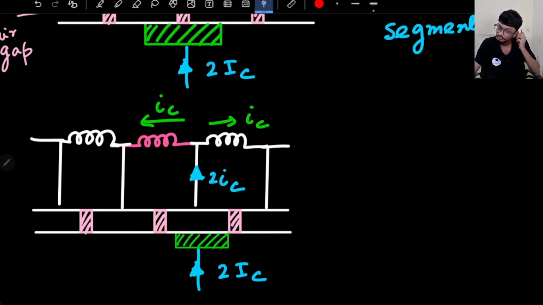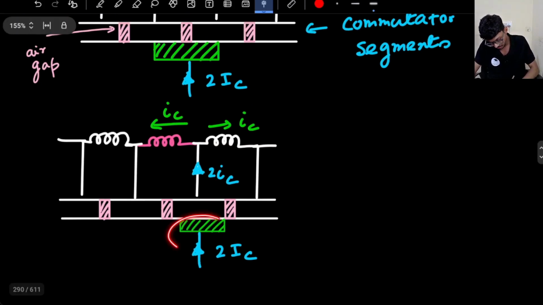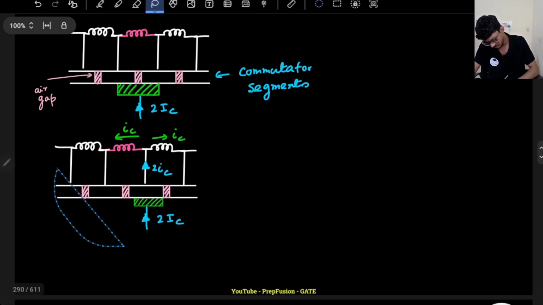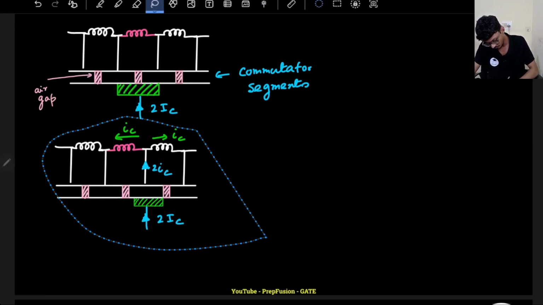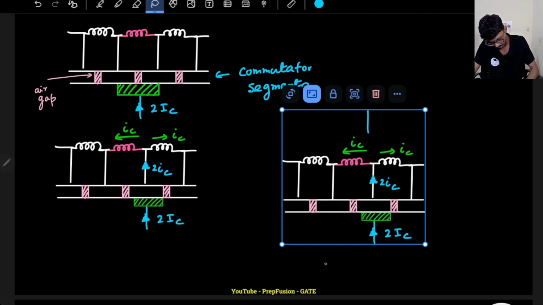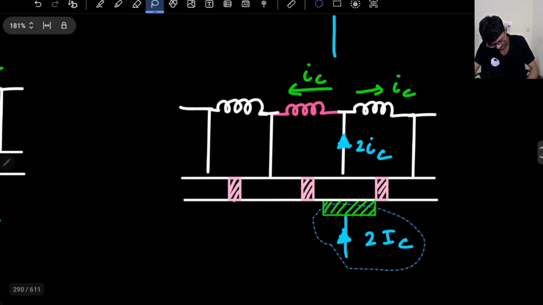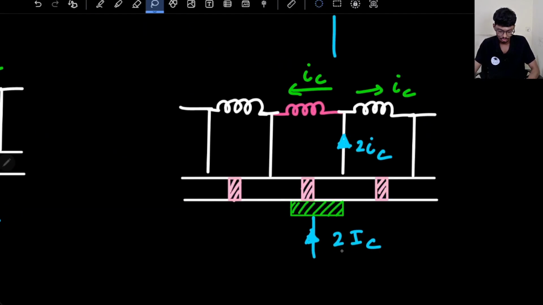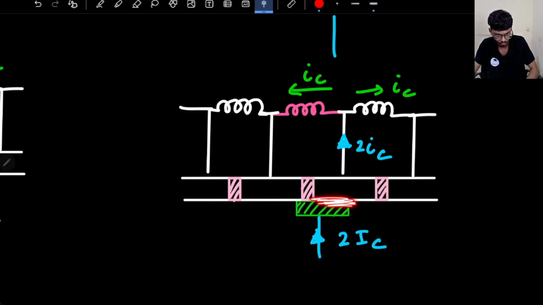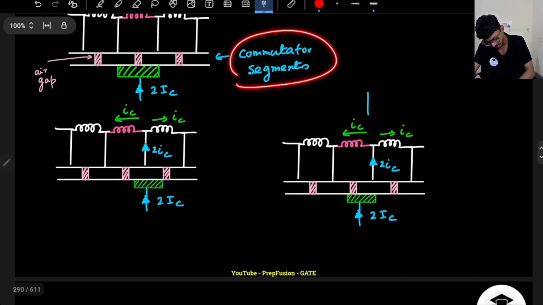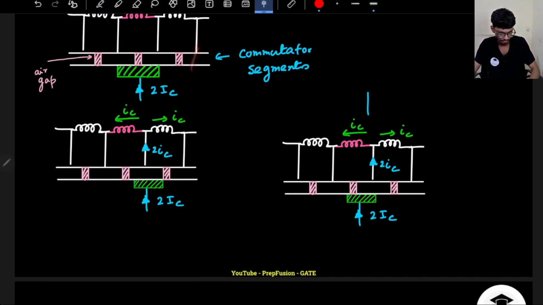Okay, so now if this brush changes its location, what happens? Let's say the commutator segments are moving, and we are changing our location. So let's say now it has reached somewhere here. Here the contact is more, so more current will flow through here than here. This is the commutator segment, this is the air gap, and this is the short circuit path. So this is short circuited, right?